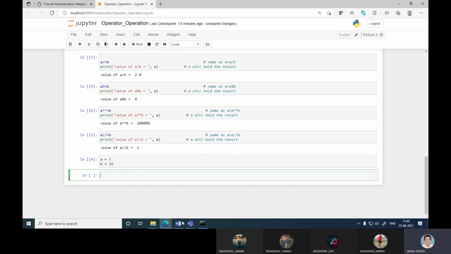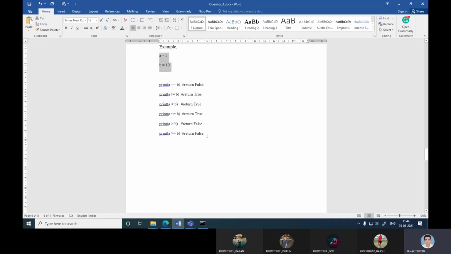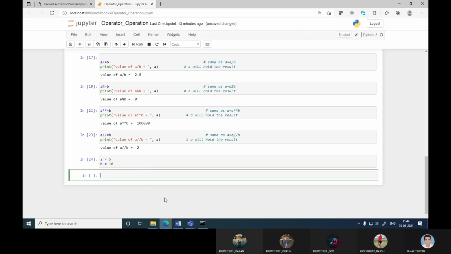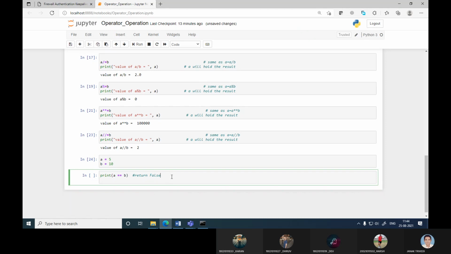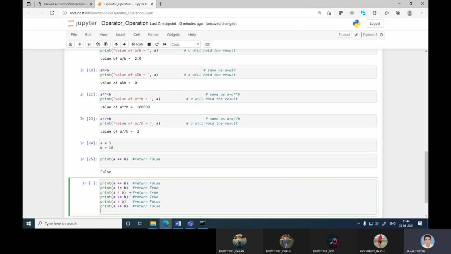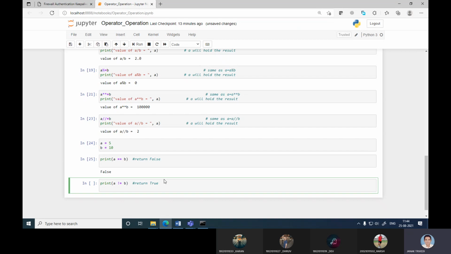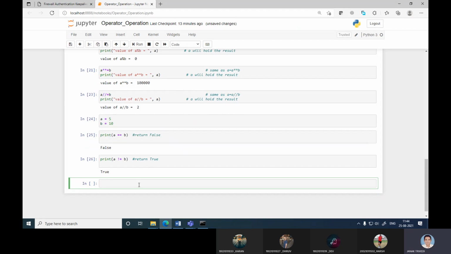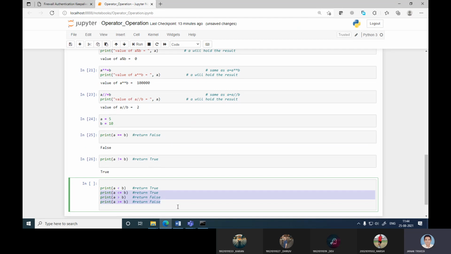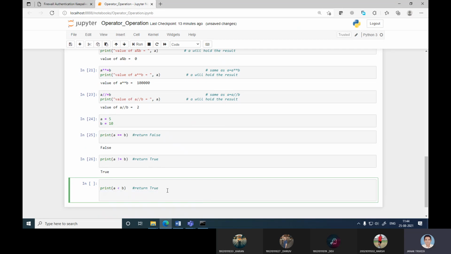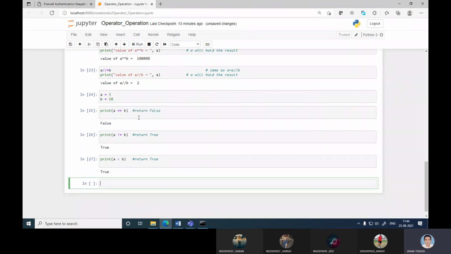So A equal to 5, B equal to 10, and then check every operator first, whether it is true or false. 5 does not equal 10, so it becomes false. Okay, then yes, 5 does not equal 10, so it returns true. Then 5 less than 10, yes, it is less than, so it returns true.